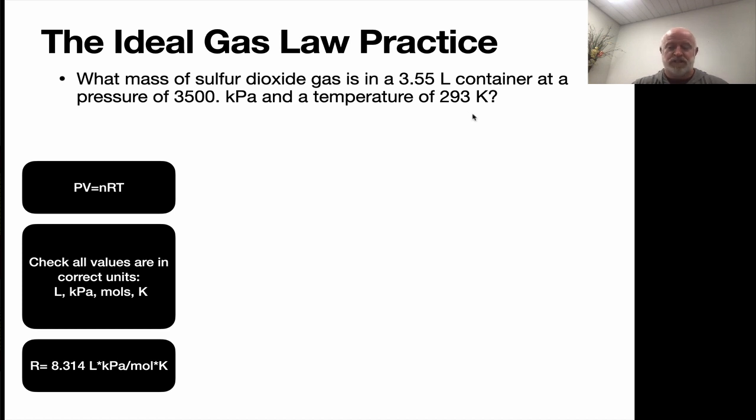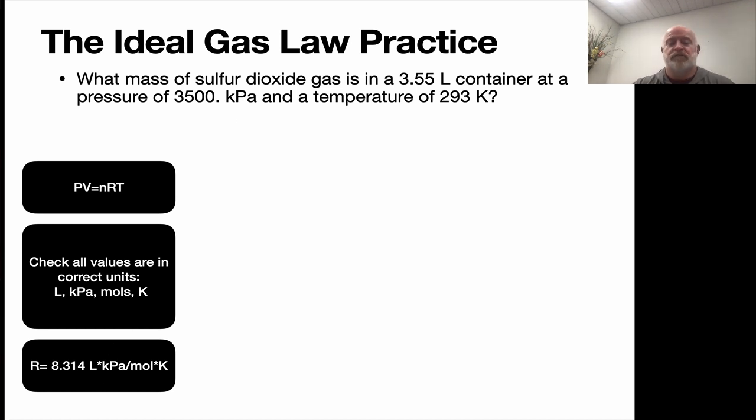Okay. So in this case, I know my Kelvin's already given to me. I have my pressure. I have my liters. It's asking for the mass of sulfur dioxide gas. So I can't use PV equals nRT to find mass, but I can use it to find moles. And then once I know moles, I can use a little bit of dimensional analysis to find mass. Again, we use our equation, check our values, and use the right R because we are in kilopascals.